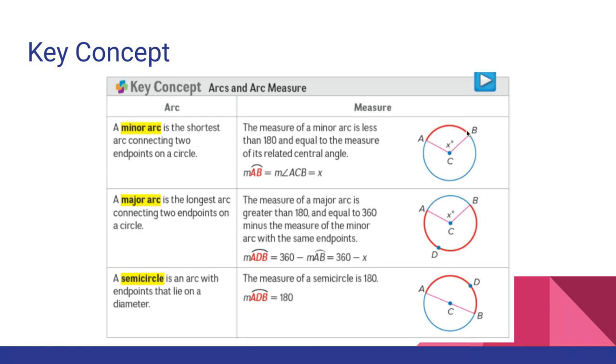So notice here, this is my first arc. It's called arc AB, and it is labeled as such here. We use this little arc symbol over our variables. And a minor arc is the shortest arc connecting 2 endpoints in a circle, and the minor arc's measure is always less than 180 degrees.